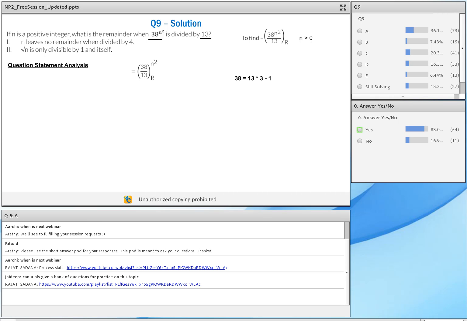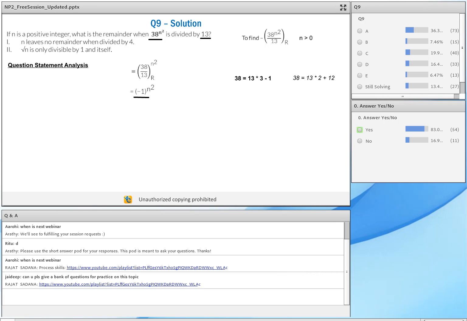What we do is we express 38 as 39 minus 1. Again, we could have done 38 as 26 plus 12, but we don't want to do that. The negative remainder part remains much easier, which means because 13 times 3, or 39, is divisible by 13, our remainder is minus 1 to the power n squared.